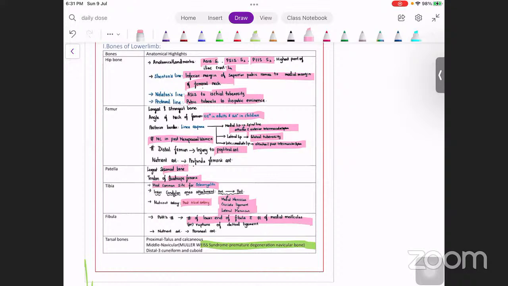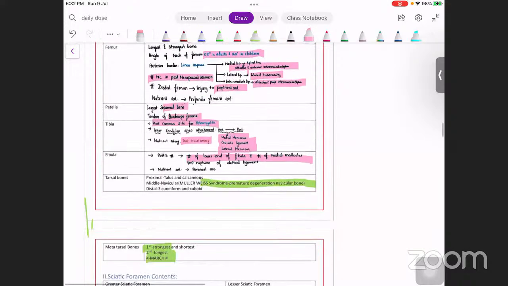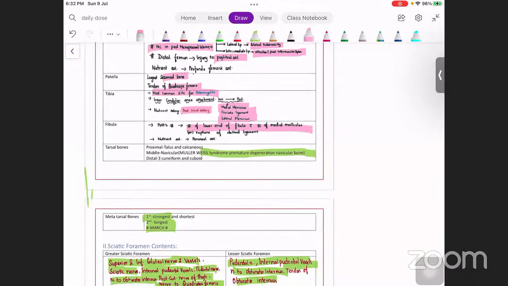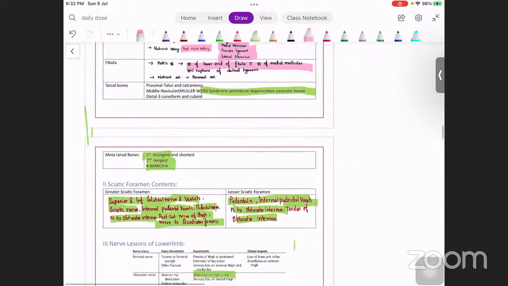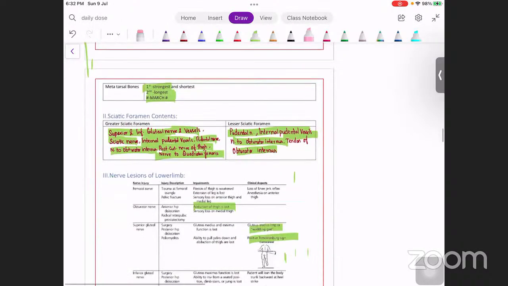Femur: the angle of the femur is 125 in adults, 160 in children. Okay, and then patella, the largest sesamoid bone, formed from the quadriceps femoris muscle tendon. Tibia is the most common site for osteomyelitis. Then fibula: Pott's fracture is the lower end of fibula fracture, and the most common location of fracture is the fibular neck. Okay, and apart from that, we have the metatarsal: march fracture is a metatarsal bone fracture.